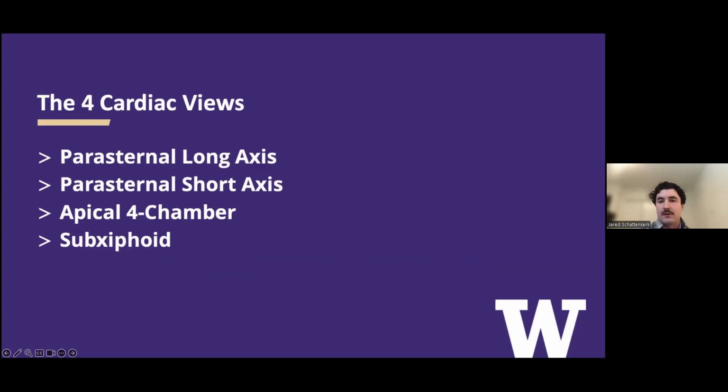So briefly, the four general cardiac views that we get in point of care ultrasound are the parasternal long axis, the parasternal short axis, the apical four chamber, and the subxiphoid view. We're going to focus specifically on the first three in this review, because that'll be what we use to get these more objective measures of cardiac function. And just for the sake of time, I didn't specifically talk about the subxiphoid view.